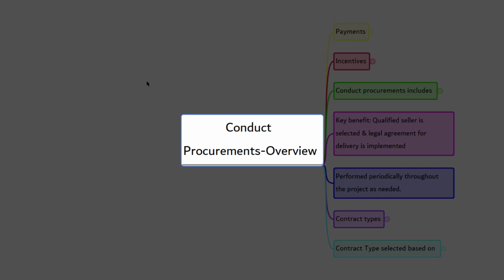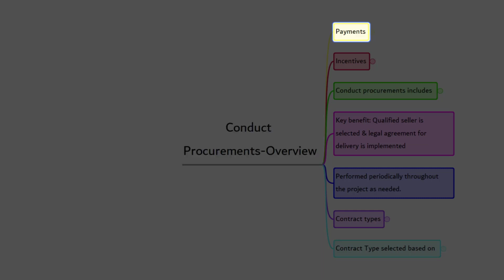All right, let's discuss the second process in procurement plan, that's conduct procurement. Before we get into the concept, let's understand two basic terms, payments and incentives. If you're already familiar with it, feel free to skip.